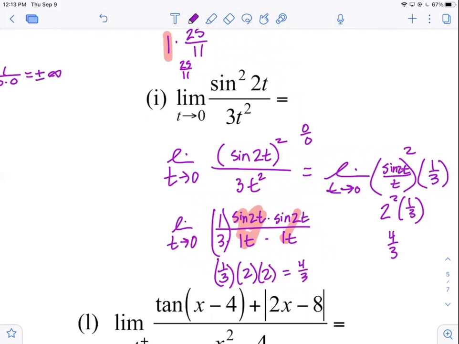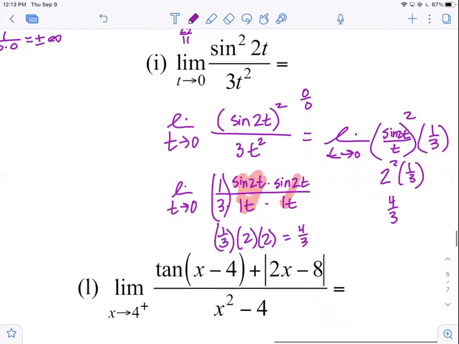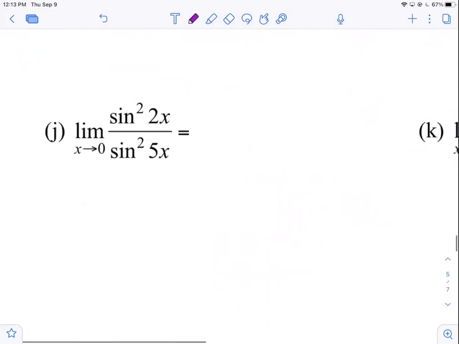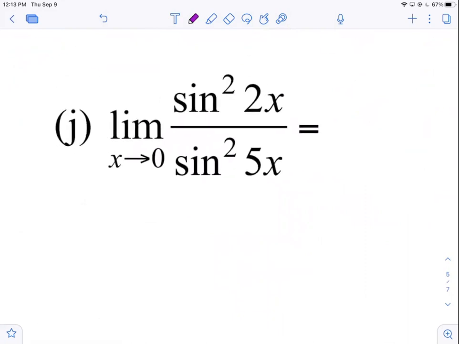Now, I wouldn't recommend that if this had been like sine to the 22nd power over t to the 22nd, because that's a lot of things to write out. So it's kind of nice to know this general rule right here. But I don't think you're going to see powers that large. Got it? That make sense? All right. So hopefully the t didn't throw you off. Okay, cool. Now, jump over here. You get the idea. On your mark, set, go. You do it yourself.